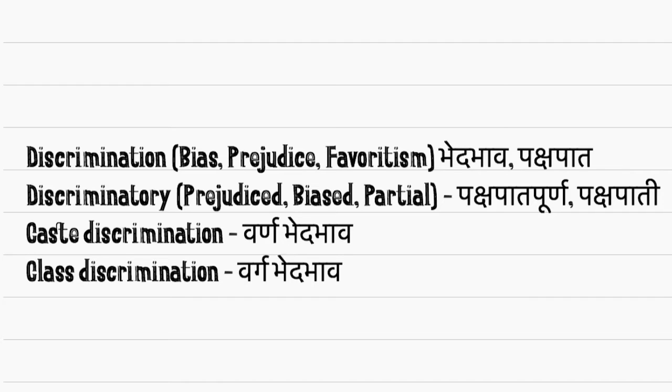Another related word to discrimination, discriminatory. And what would be the word for discriminatory in Hindi? It's pakshpatpurn or pakshpati. The next Hindi word would be caste discrimination, which is varna bhedbhav. And then class discrimination, which is varg bhedbhav. So all of these are related to discrimination, different kinds of discrimination. These are variations of the word discrimination, different combinations of the word discrimination. This is what's called patching technique, where you do one word, but then you finish all the variations, all the derivatives, all the related words with it.